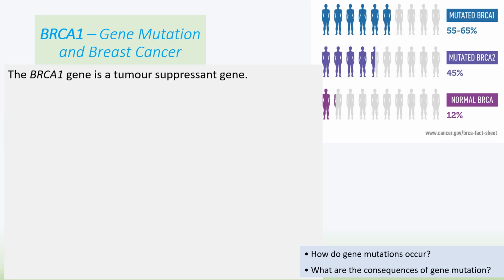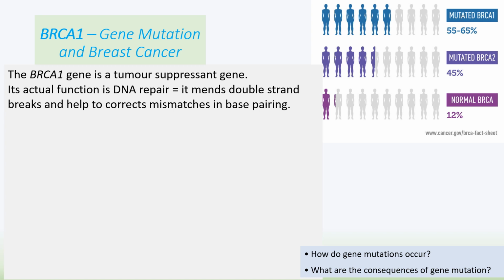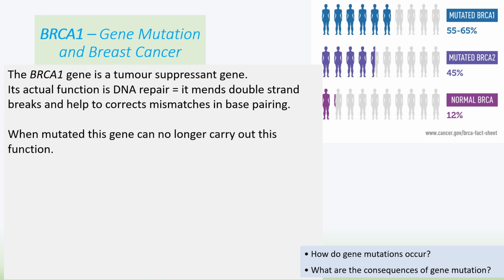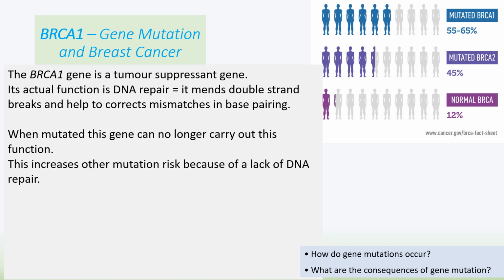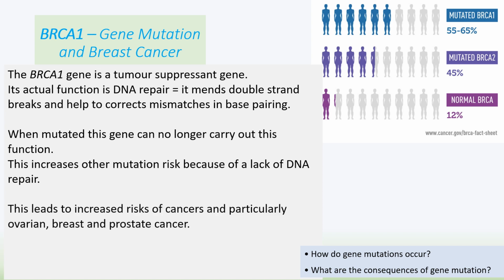Basically, why this happens is because the BRCA1 gene is a tumor suppressor gene, and its function is DNA repair. It mends the double strand breaks following interphase when DNA has been replicated, and helps correct mismatches in DNA pairing. But if this gene is mutated, it will no longer be able to carry out this function. It increases the risk of other mutations because of a lack of DNA repair, and it obviously leads to increased risk of cancers, particularly breast and ovarian cancer, but also prostate cancers in men as well.